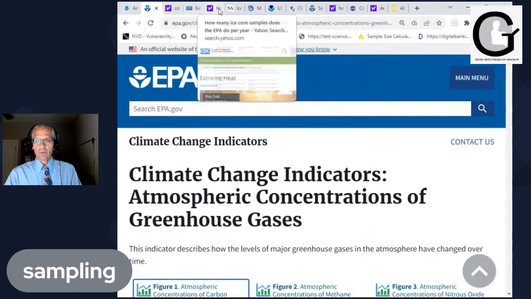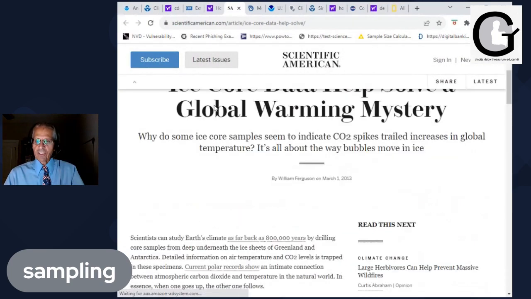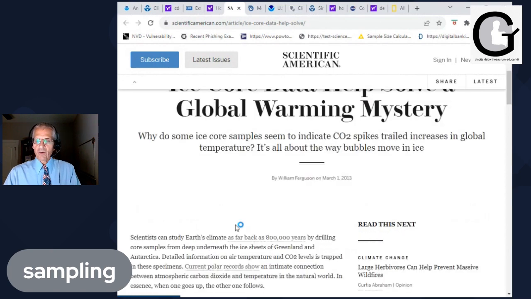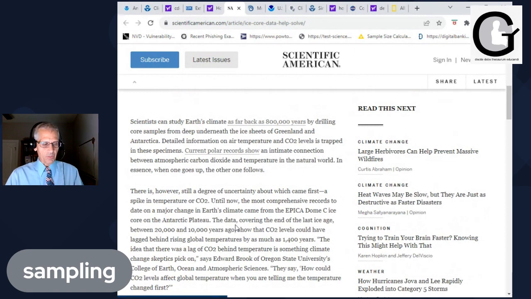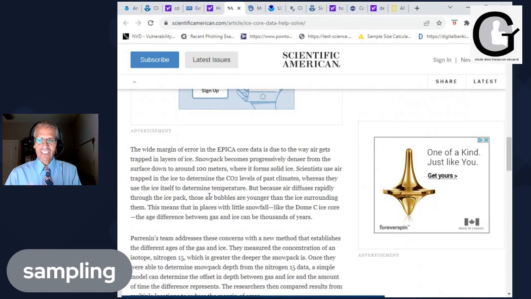I think what the idea behind it is that ice core data, this one from Scientific American: ice core data helps solve a global warming mystery. Does it? Does it really? Why do some core samples seem to indicate CO2 spikes trailed increases in global temperature? So at one point there were some issues about which came first, the temperature or CO2. They're having some issues with that, and they're trying to reconcile those issues.